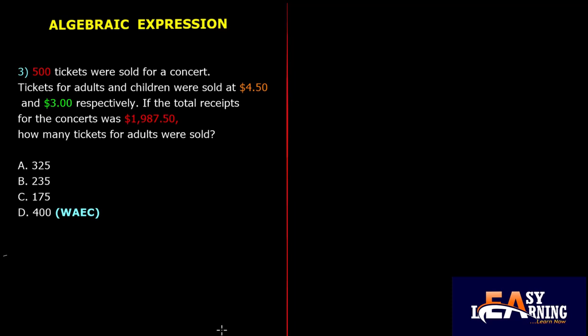All right, let's take this question. We are told that 500 tickets were sold for a concert. Tickets for adults and children were sold at $4.50 and $3 respectively. If the total receipts for the concert were $1,987.50, how many tickets for adults were sold?